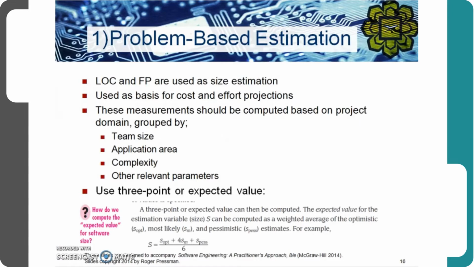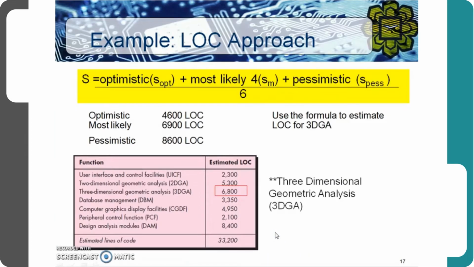So let me just recap on what we have covered in the earlier slides. We stopped at the problem-based estimation, where we look into the 3-point or expected value, where we use this formula to calculate the weighted average of the optimistic, most likely and pessimistic estimates. In the example, we calculated the three-dimensional geometric analysis, where we calculate the estimation and we get the value as 6,800 lines of code.